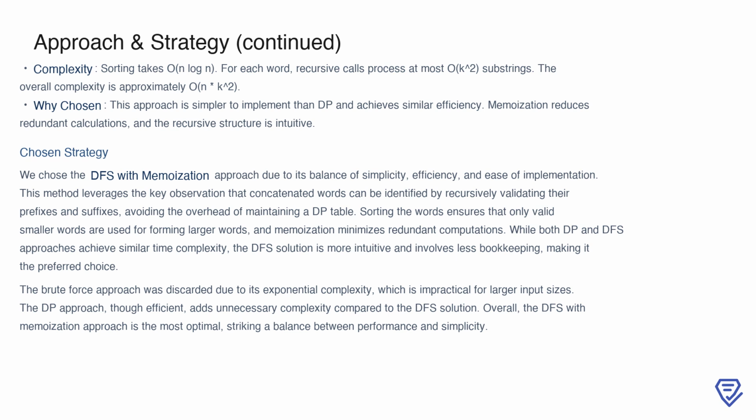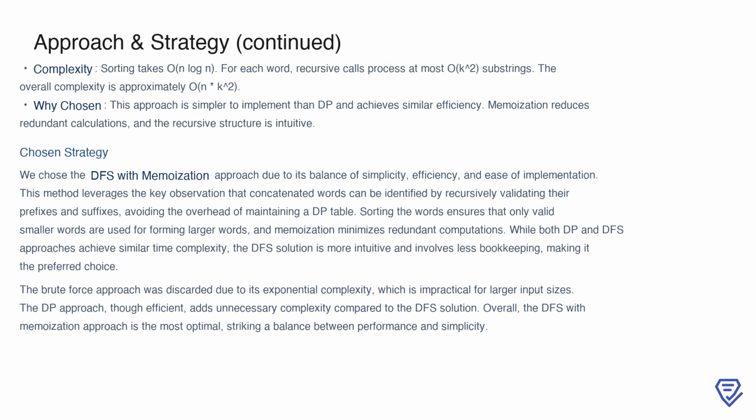We chose this strategy because it balances simplicity, efficiency, and ease of implementation. The recursive nature of DFS, combined with memoization, avoids redundant calculations and eliminates the need for additional bookkeeping like a DP table. Sorting the words ensures we only use valid smaller words to construct larger ones, streamlining the process further.